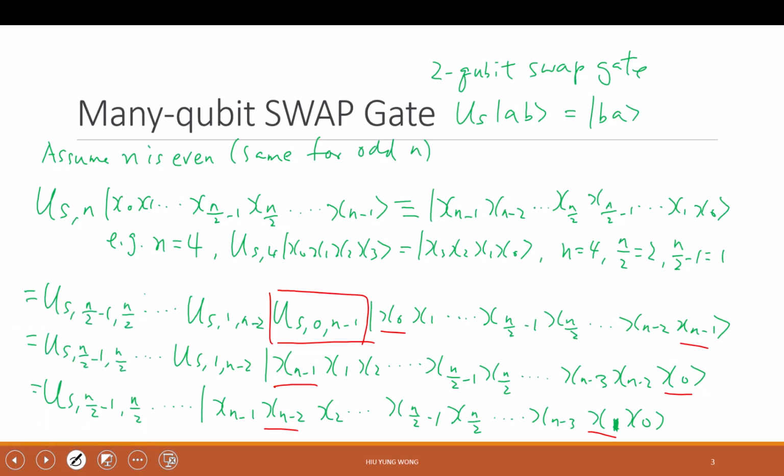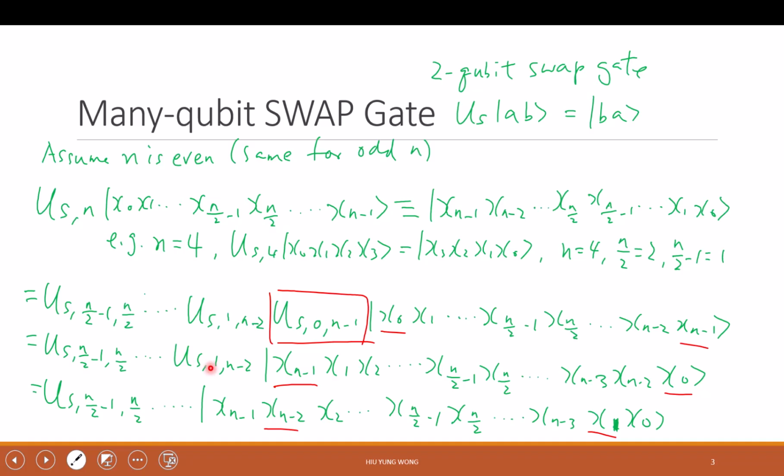Okay? Any questions? Yeah. This is the tensor product of the two swap gates. No, I said not tensor product. This is the continuous application of the gate. It's not a tensor product. Now you apply a NOT gate, like this one.